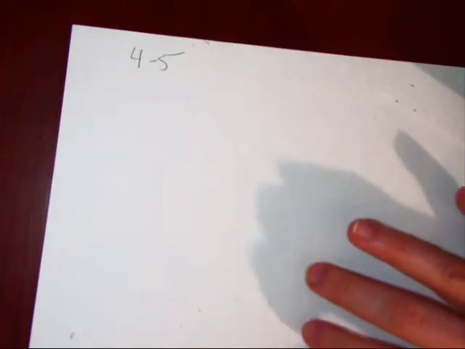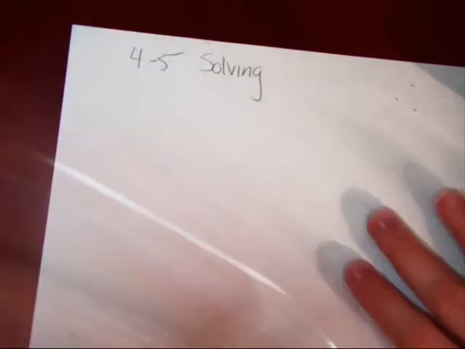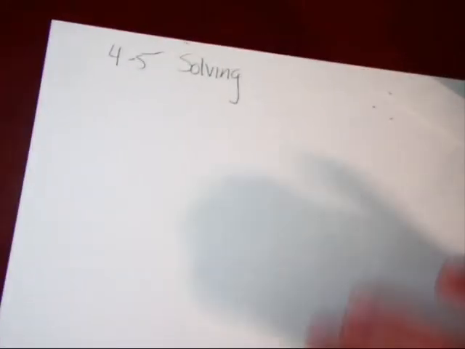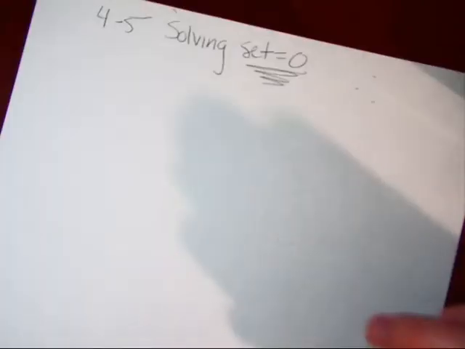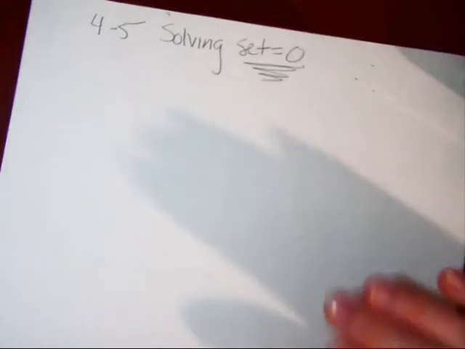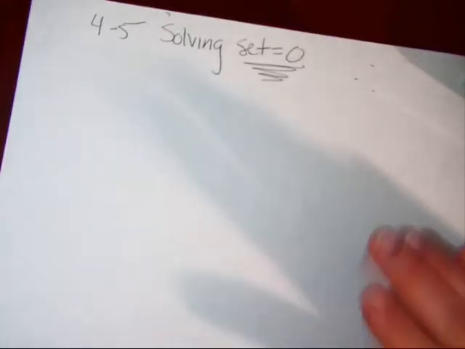In 4-5, it's very, very similar, except it's solving. That's really the only difference between 4-4 and 4-5. You still have to do all the factoring, but now you're solving. Hey, make sure you set it equal to 0. That's something you should say all the time. When you have an x squared, set it equal to 0, set it equal to 0, set it equal to 0.